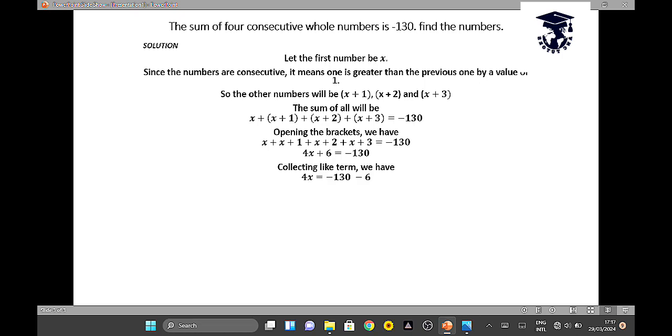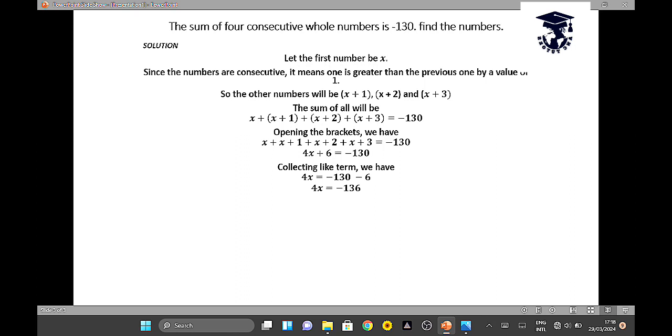Then we move on to collect like terms. When plus 6 crosses from the left hand side to the right hand side, it becomes minus 6, and that will give us 4x is equal to minus 130 minus 6. Simplifying, we have 4x is equal to minus 136.